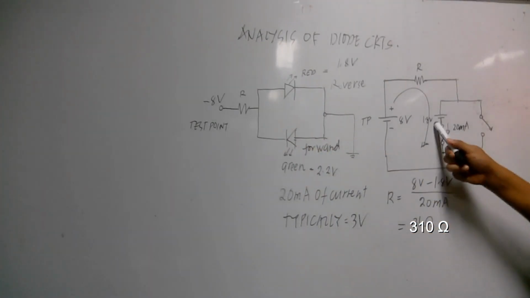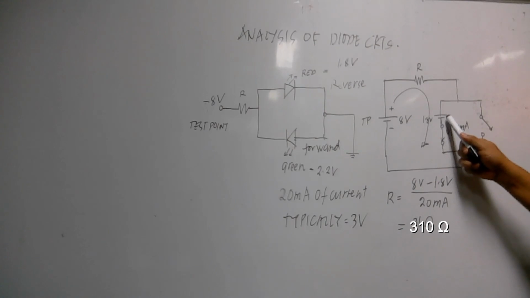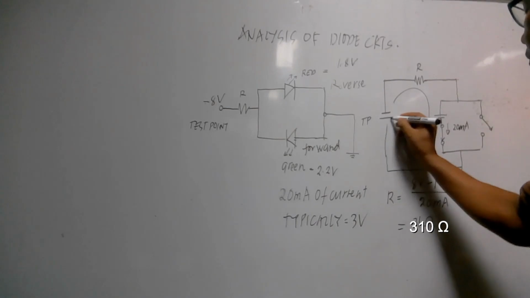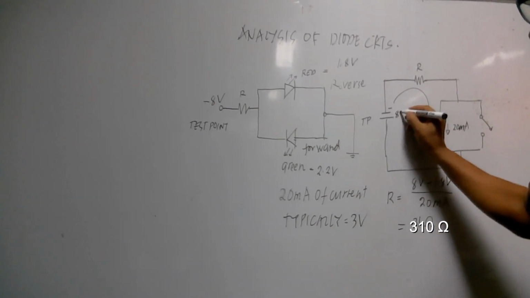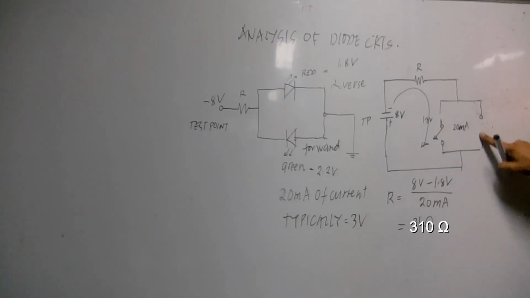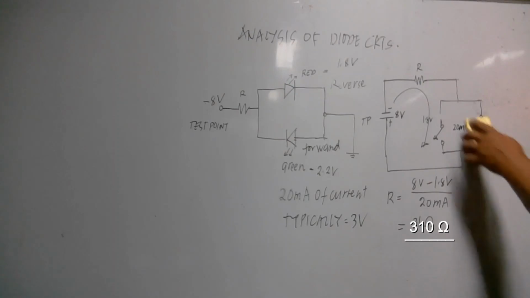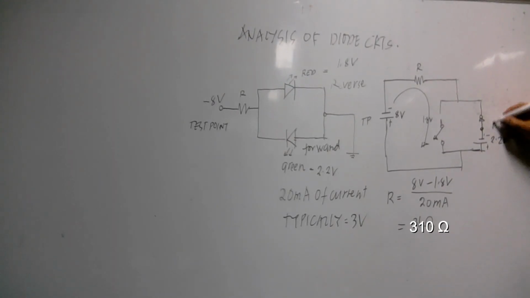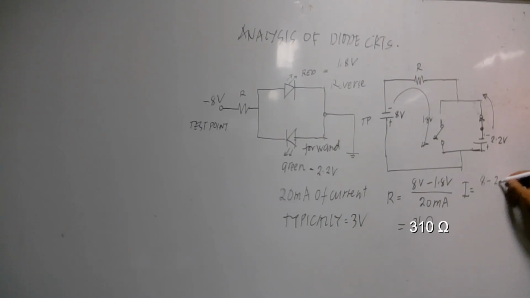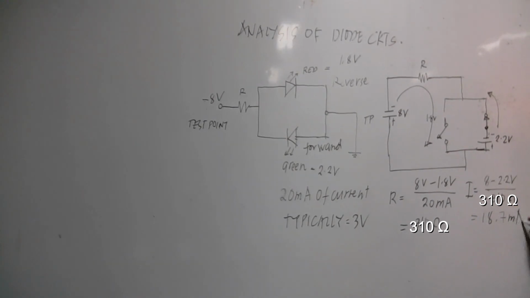With that, this will also change. Instead of the red LED being in forward bias, it's now the green LED, and this is now reverse. This is now negative 8 volts, and this is now positive. And the red LED is now open, whereas it is now the green LED that is in forward bias with a potential voltage of 2.2 volts. With that resistance, what now will be the current that is flowing in our LED? The current, therefore, will be equal to 8 minus 2.2 volts over the resistance, which gives us 18.7 milliampere.